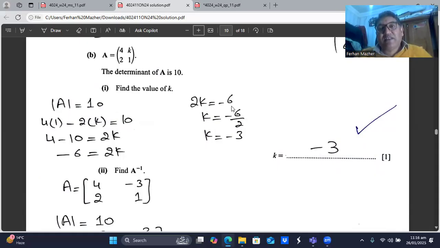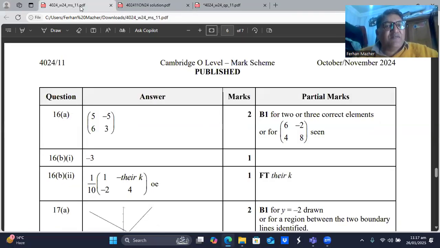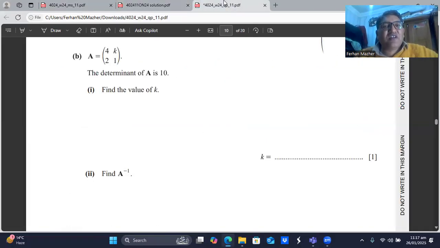So 2K is equal to -6. So K will be equal to -6 divided by 2, and K will be equal to -3. The value of K is -3. So this is how this can be done. The value of K is -3, so our answer is right. This is how this is done.